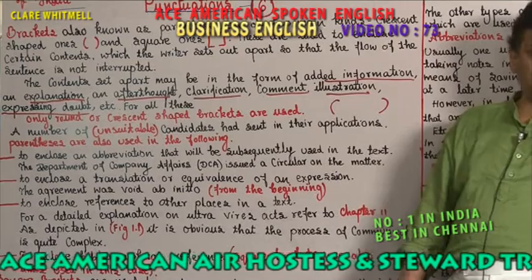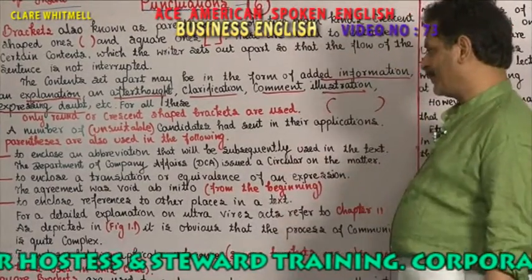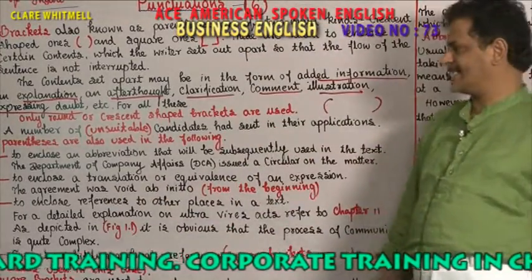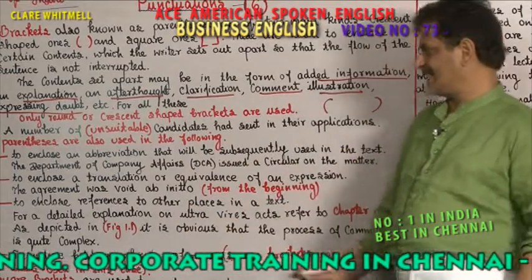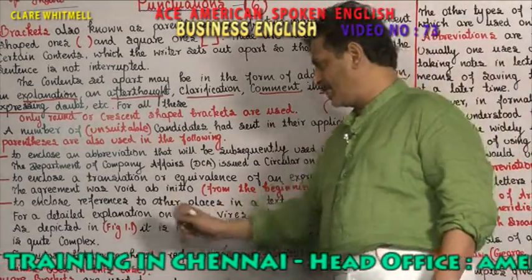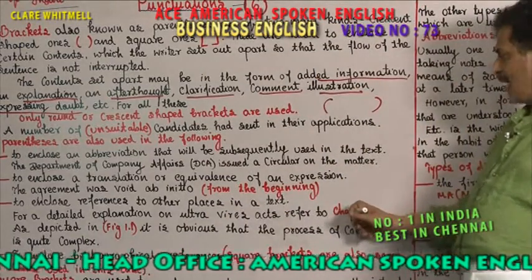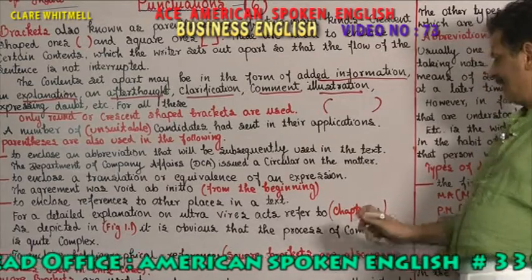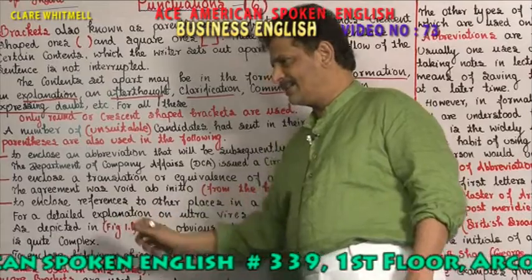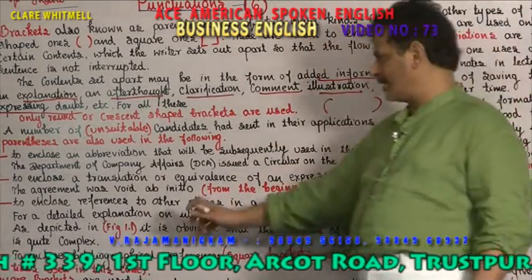You are giving an explanation using the crescent or the bracket or the parenthesis, right. To enclose references to other places in a text. What do you mean by references, sir? See, for detailed information on ultra virus acts, refer to chapter 1. It is in brackets. As depicted in figure 1, in brackets. It is obvious that the process of communication is quite complex.